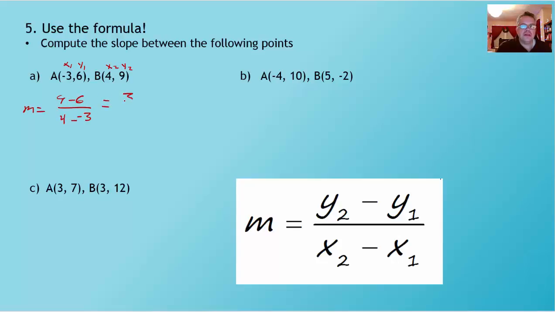So 9 minus 6 is 3. 4 minus a -3. Gotta be careful. It's not 4 minus 3, it's 4 minus a -3. That's 7, and that can't be reduced.